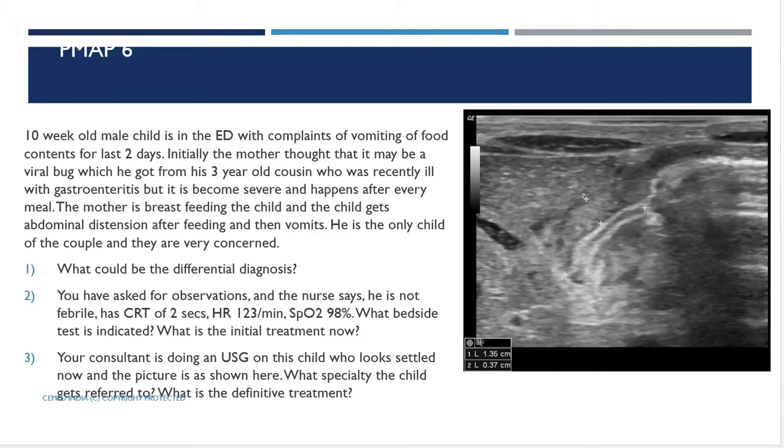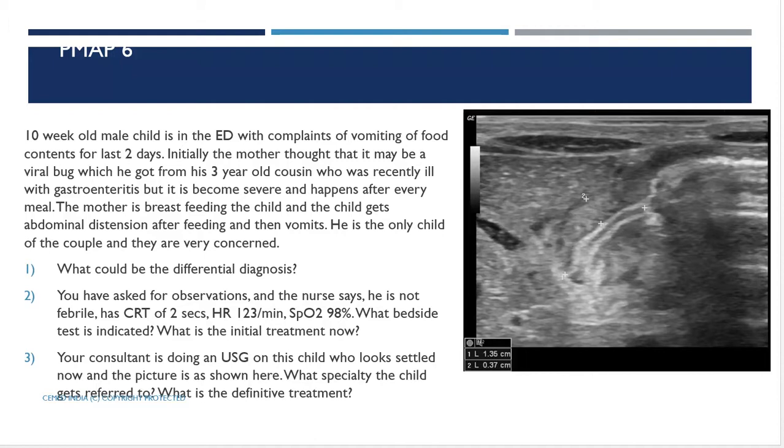You want to do a urine dipstick or a capillary blood gas to check the electrolyte levels, because if he's vomiting, then he may be having hypochloremic alkalosis, and a urine dipstick to check for ketones, because they go into dehydration. Your consultant is doing an USG.